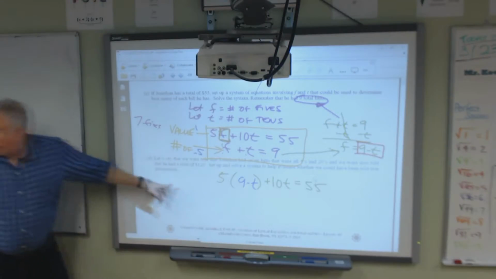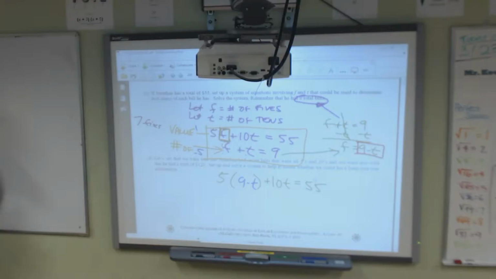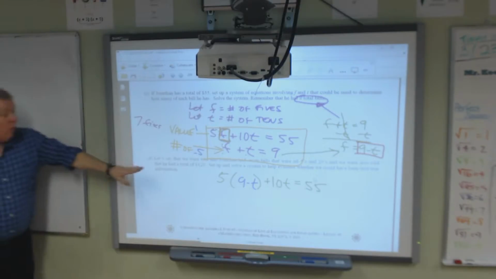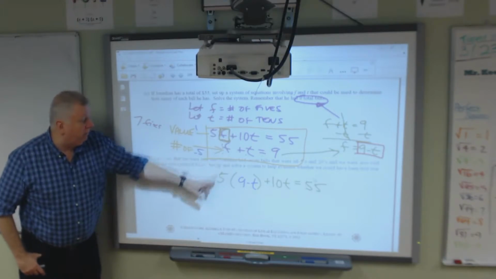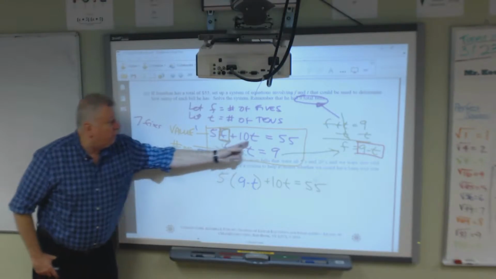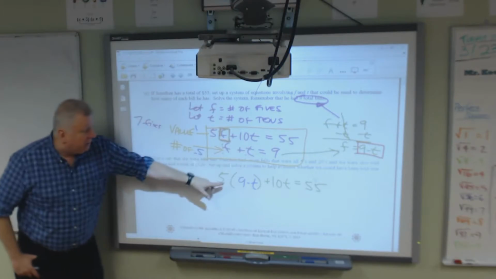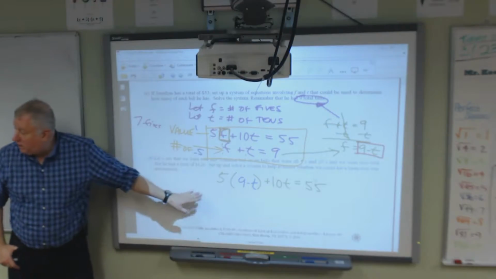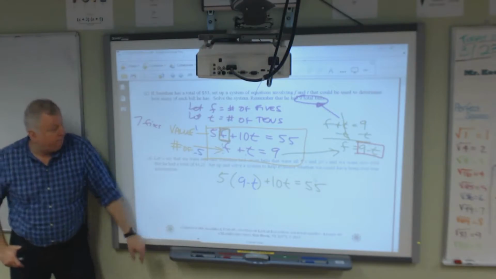So how do we solve this now? Again, the whole trick is you're trying to get rid of one of the variables. By doing this, we got rid of the F's. You notice we always had F and T, F and T. Now there's no more F's. Now it's just T. That's how we're going to solve it.